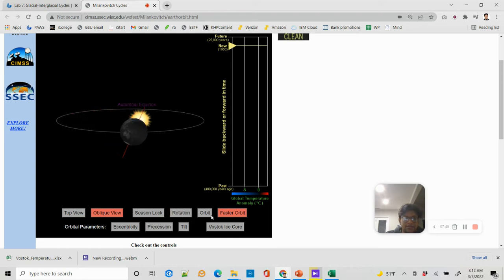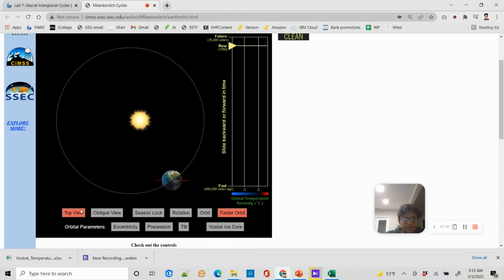And then there is orbit and faster orbit. Let's look at it from the top view. If you click on orbit, it will move slowly. If you click on faster orbit, it will move fast. So that's a really simple way.